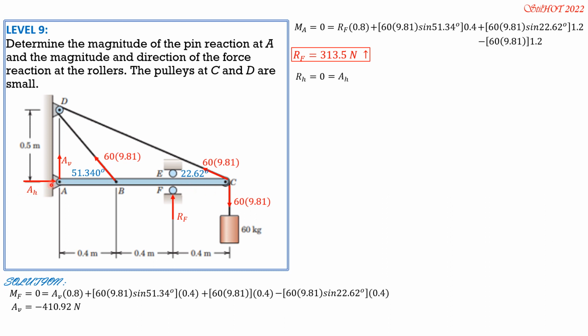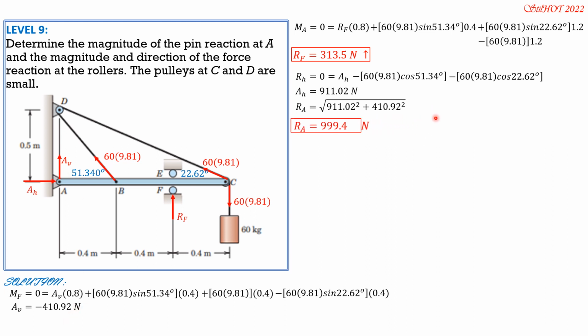So it is equal to AH, then minus the horizontal component of this tension, 60 times 9.81 cosine of 51.34 degrees, and minus the horizontal component of this tension, 60 times 9.81 cosine of 22.62. Solving for AH is 911.02 newtons. Finally, the pin reaction at A is the square root of AH, 911.02 squared, plus AV, which is 410.92 squared. So RA is equal to 999.4 newtons.